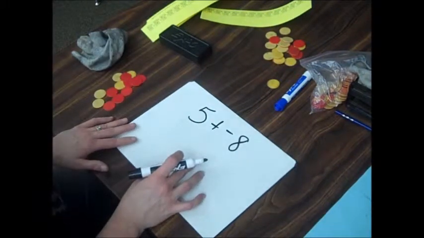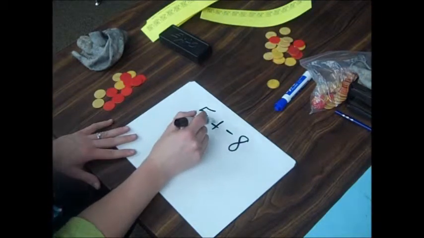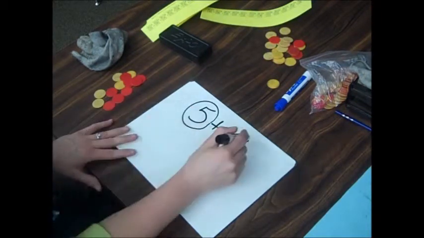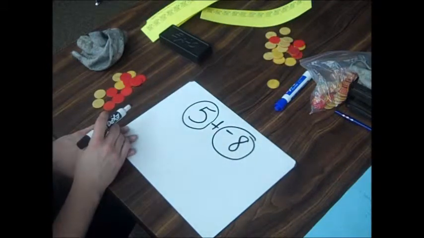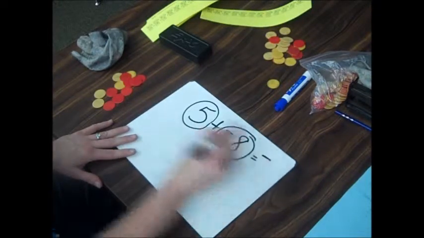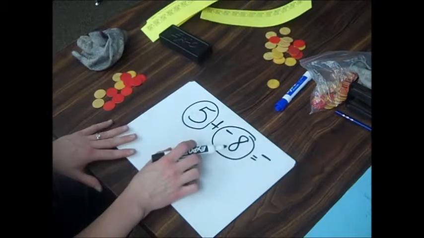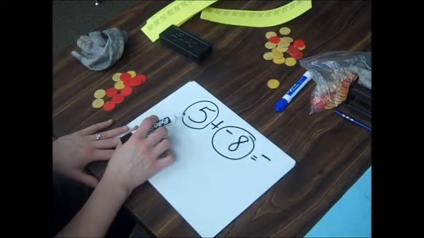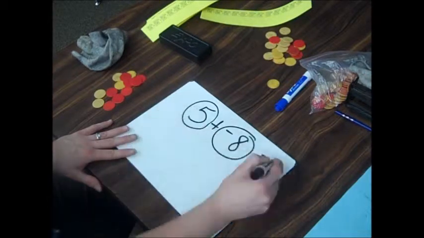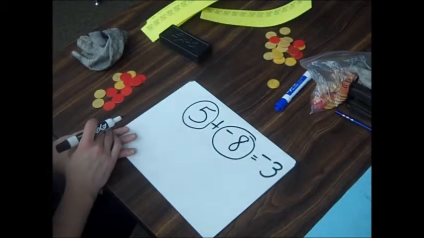Now let's solve the same problem using the circle strategy. Again, we have 5 positives and 8 negatives. First, ask, what do I have more of? I have more negatives than positives, so I know my answer will be negative. Next, I need to decide how many more negatives than positives do I have. 8 minus 5. I have 3 more negatives than positives. So again, an answer of negative 3.